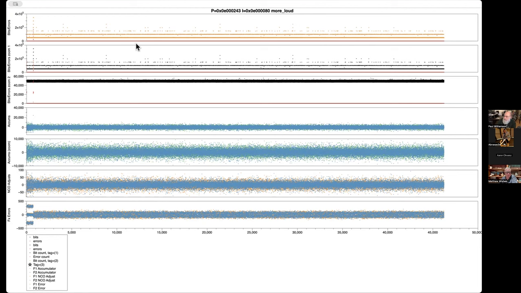Now I'm going to share what it looks like when we're receiving on the separate Pluto. So this is RF loopback? Yes, this is RF loopback.